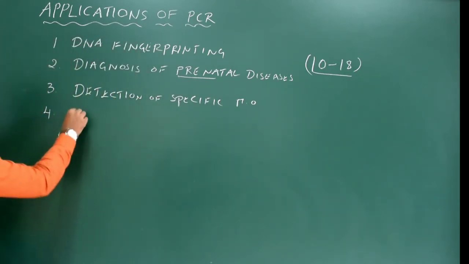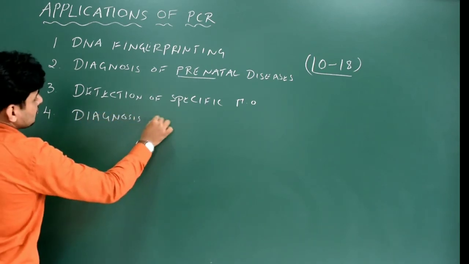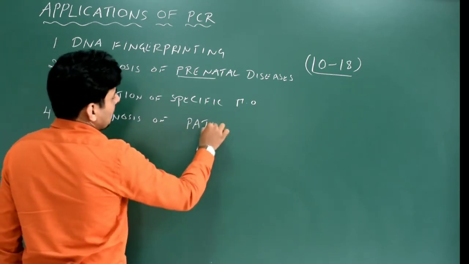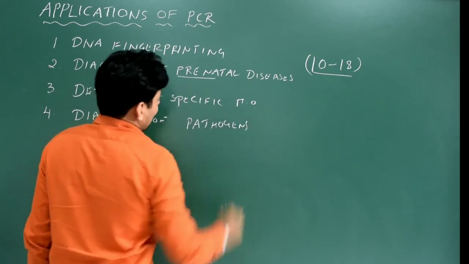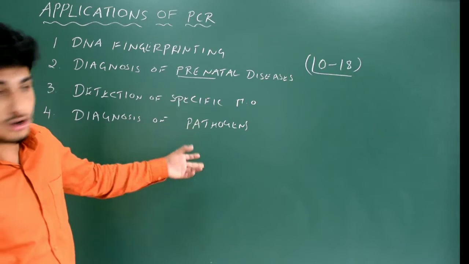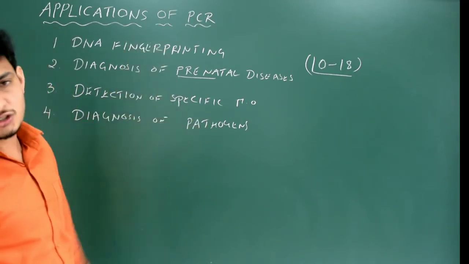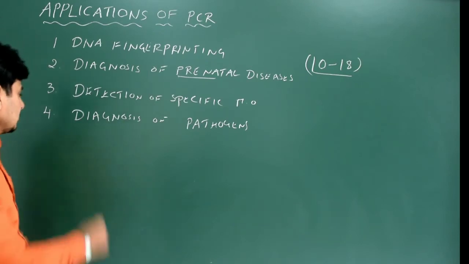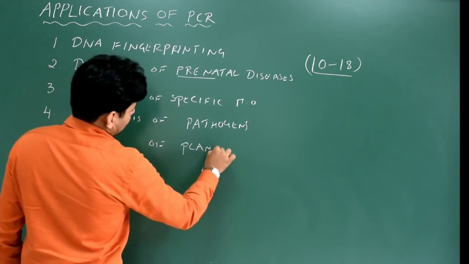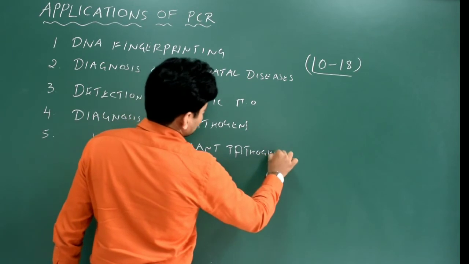Okay, next is diagnosis of some diseases caused by pathogens. So I just write diagnosis of pathogens. It is not actually diagnosis of the pathogen, it is the diagnosis of the disease caused by the pathogen. What type of pathogen is causing disease in human beings? So that is one of the applications of polymerase chain reaction. The next one is diagnosis of plant pathogens. So in the case of plants, what type of pathogen is causing the disease?